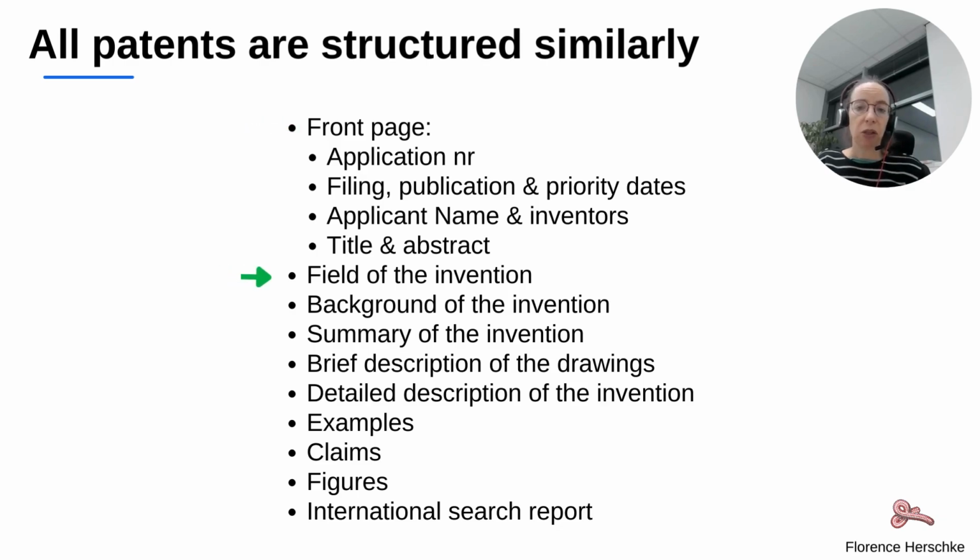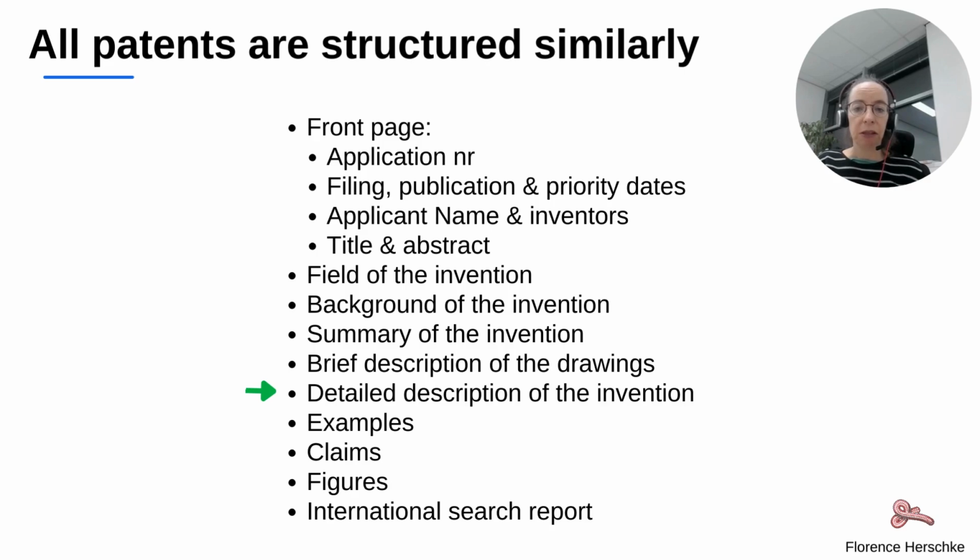On the next page, you will find the field of the invention. This is a very high-level description of the general domain to which the patent is applicable. Then the background of the invention, a bit more detailed. Then the summary of the invention. This is a little bit like the abstract in a scientific publication. Then, somewhat strangely, a brief description of the drawings. This is actually the legend to the figures, which will come much later in the patent document towards the end.